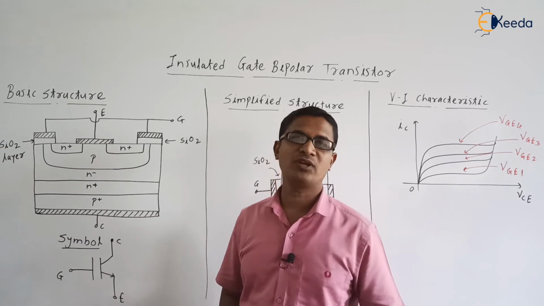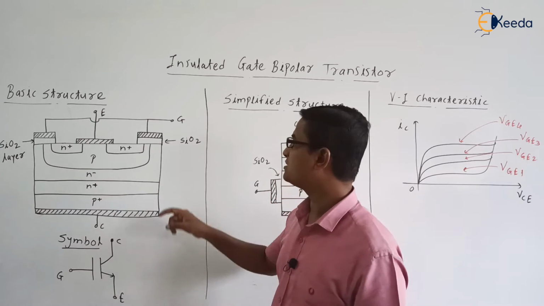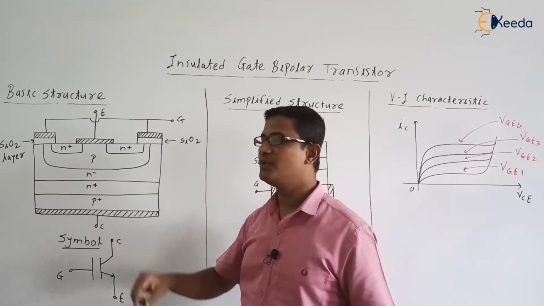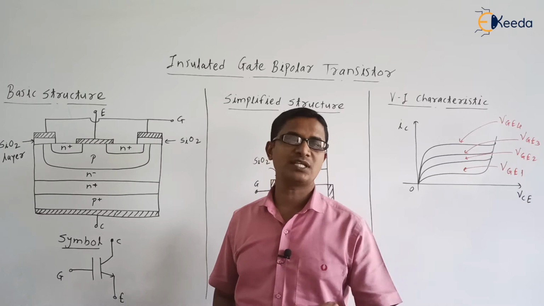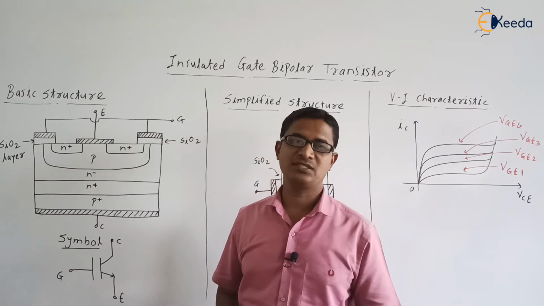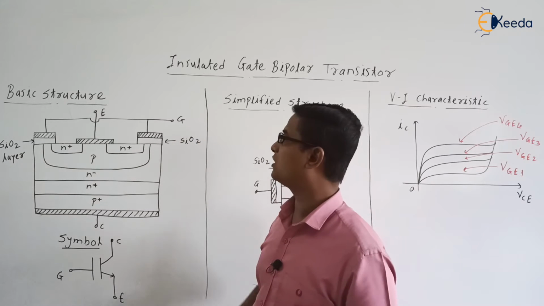Next, why is it a bipolar transistor? Because if you check, out of the three terminals, two, that is the collector and emitter, are the terminals which are the same as those of the transistor. So that's why it is known as the bipolar transistor. So it is an insulated gate bipolar transistor.